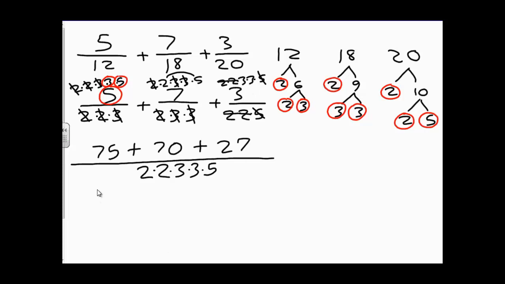At this point, all I have to do is add my numerators, multiply the denominators, and I have my answer. This is just simple order of operation stuff. Well, 75 plus 70 plus 27 is going to give me 172 over the 180.